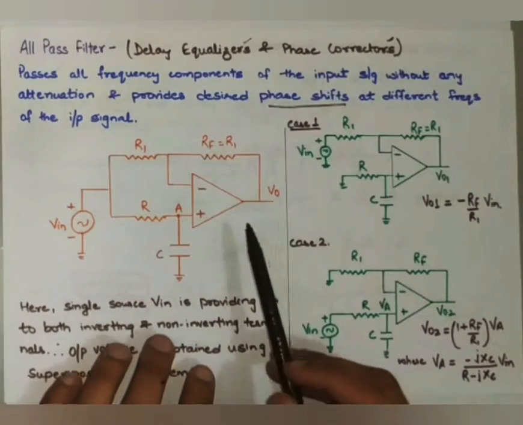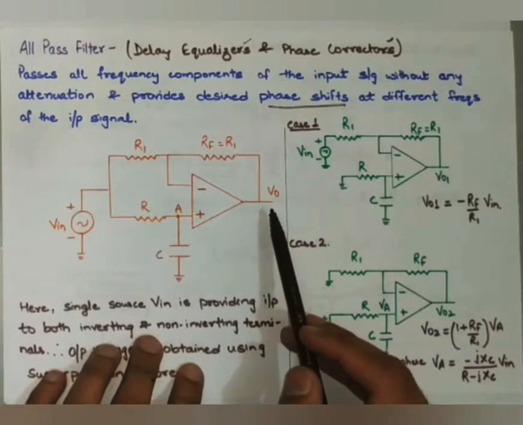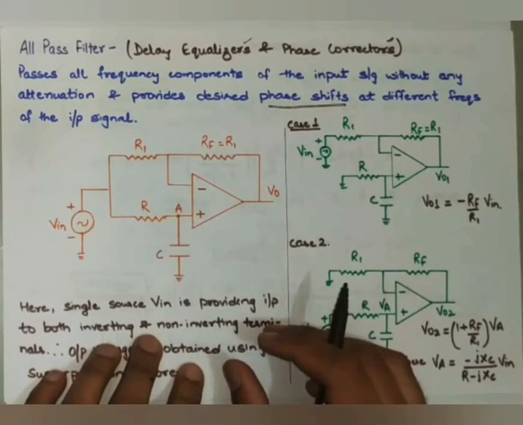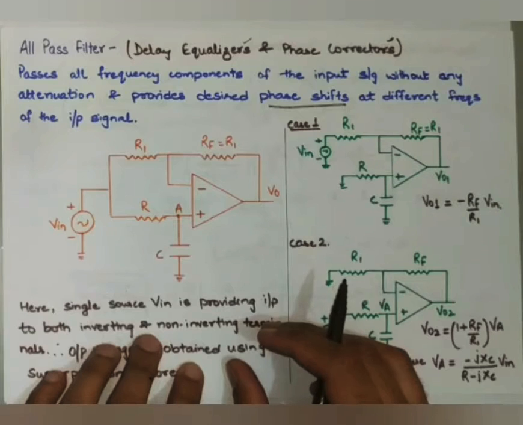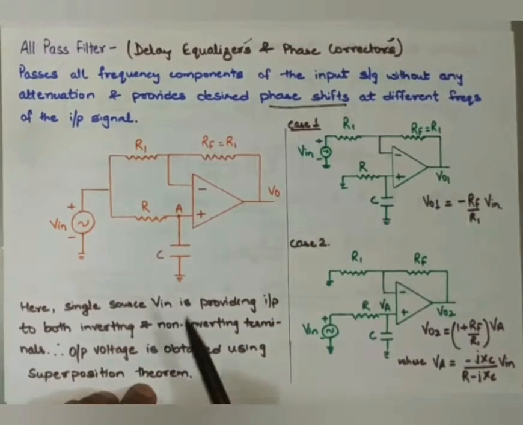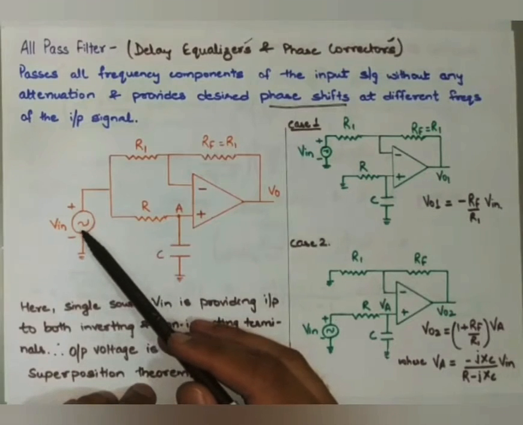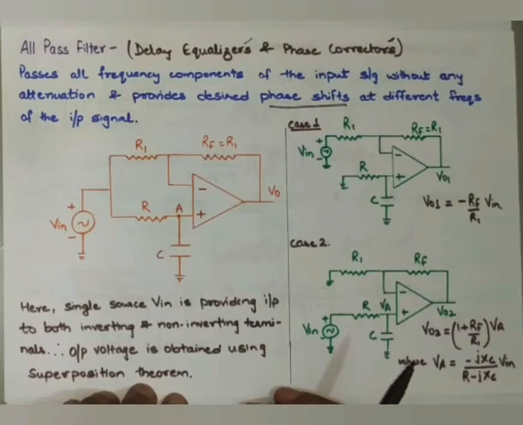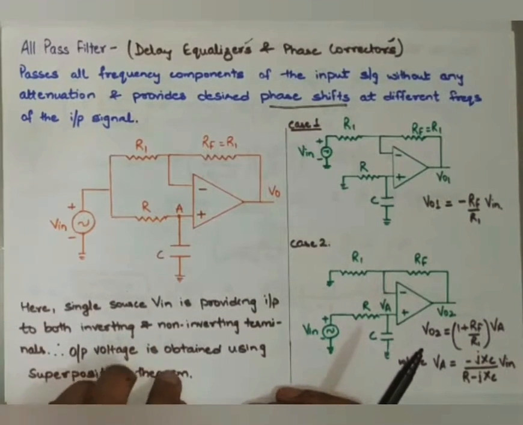So to derive the transfer function, we will find the value of Vout by Vin as we have done in the earlier filters. So to derive the value of Vout by Vin, let's find the value of Vout. But here the input signal Vin is applied to both inverting and non-inverting terminals. So we will obtain the output voltage using the superposition theorem. So let's apply the superposition theorem over here.